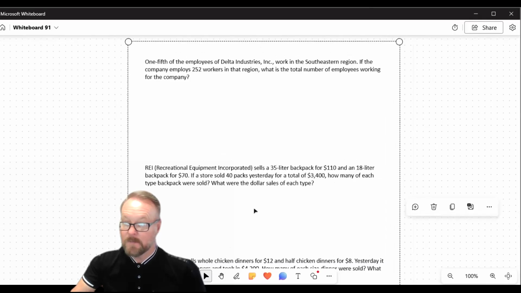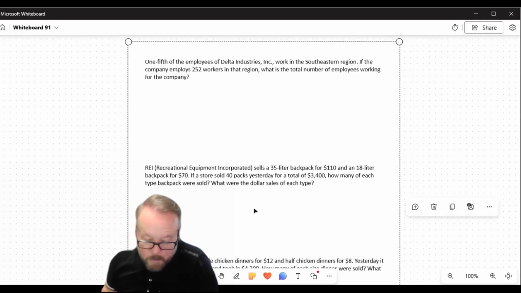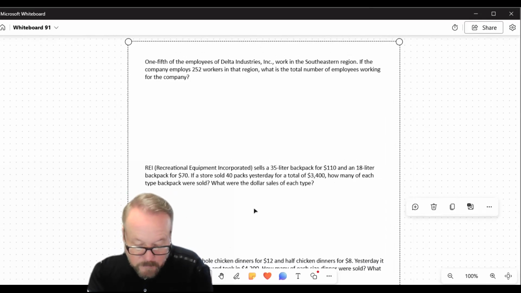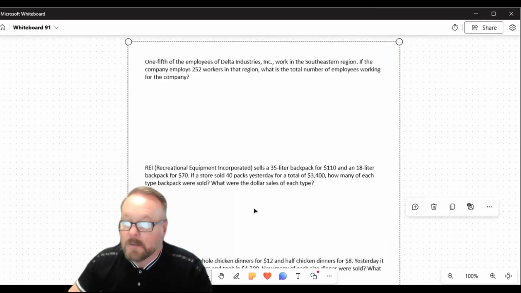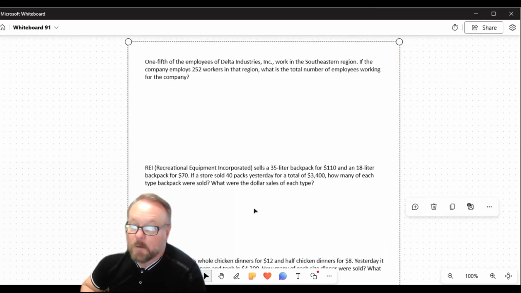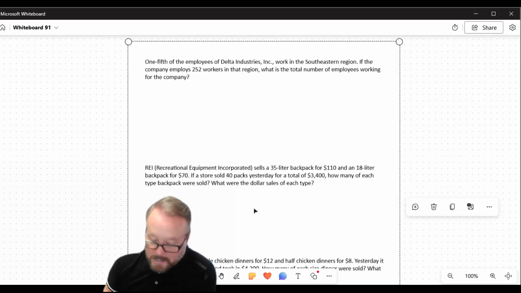1/5 of employees of Delta work in the Southwest region. My last page. And so if the company employs 252 workers in that region, what is the total number of employees? This is very much like the checking account one we did earlier, the bank account one.